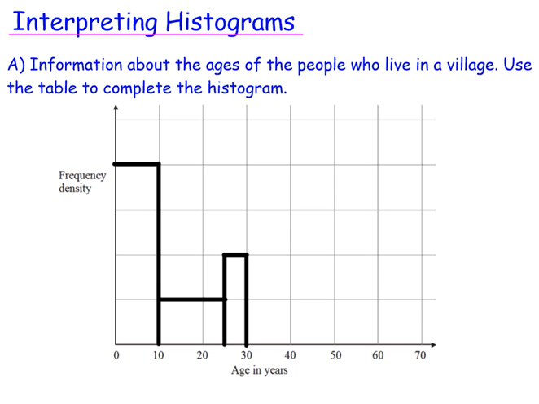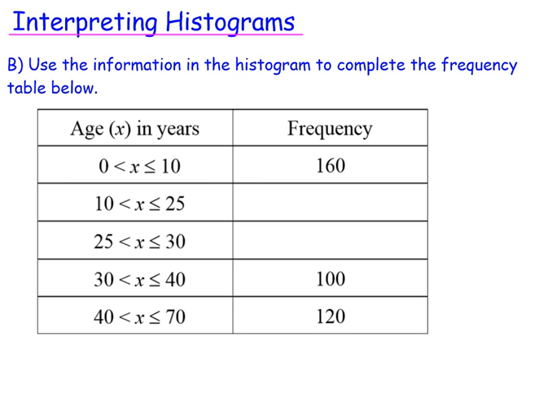Interpreting histograms. Another type of histograms question that you're going to get is a 4-mark question, where you're given a histogram and a table, and you need to use the table to complete the histogram for part A, and use the histogram to complete the table for part B.